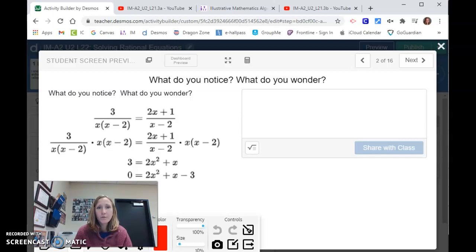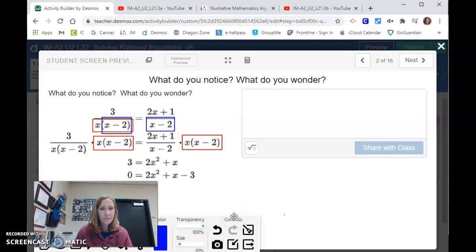So what did you notice and what did you wonder? One of the things I noticed was that this denominator, x times x minus 2, is what we multiplied by on both sides of the equation. That was one thing I noticed. I also noticed that the two original denominators both included this x minus 2.